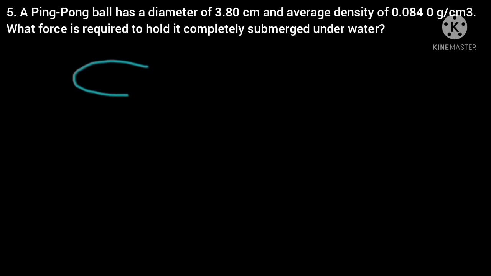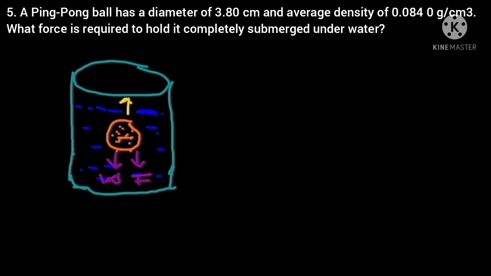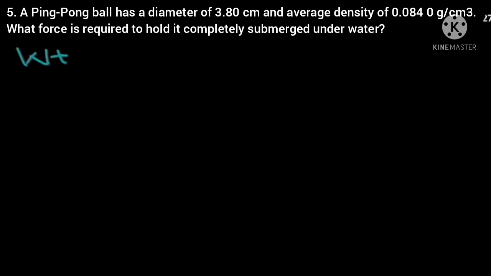In this question, we've been told to find the force required to completely submerge the ping pong ball under the water. The ping pong ball has a density of 0.084 grams per centimeter cubed, which is less than that of the water. So our diagram is this. A ping pong ball under the water, and that's the level of water. So the forces acting on this are weight, the force applied, and the buoyant force in the opposite, upward direction. So weight plus force is equal to buoyant force.